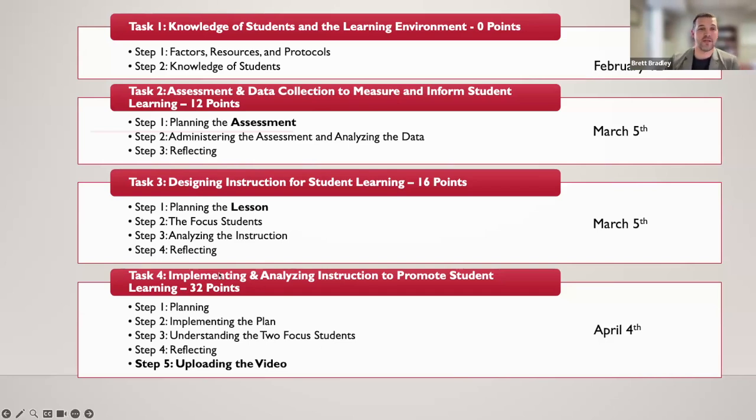Okay. This is worth double. This is worth 32 points. So remember, you only need 38 points total. And task 4 is worth 32 by itself. So if you do great on task 4, you're going to do great on the PPAT. Okay. So let me break this down to you to help you think about this in a simple way. So task 2 is creating an assessment.